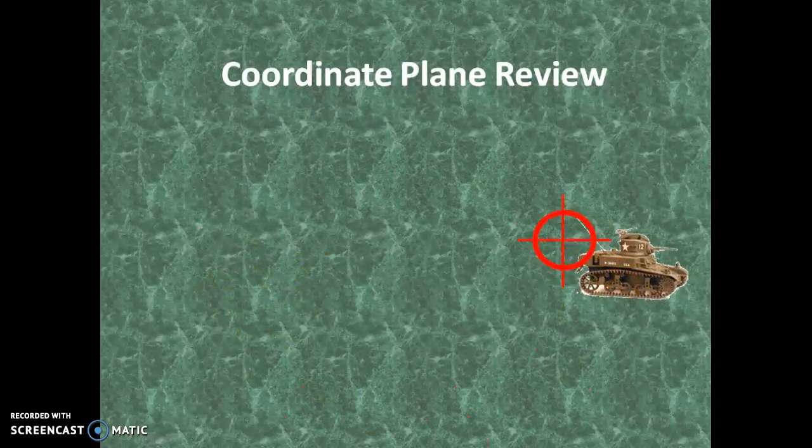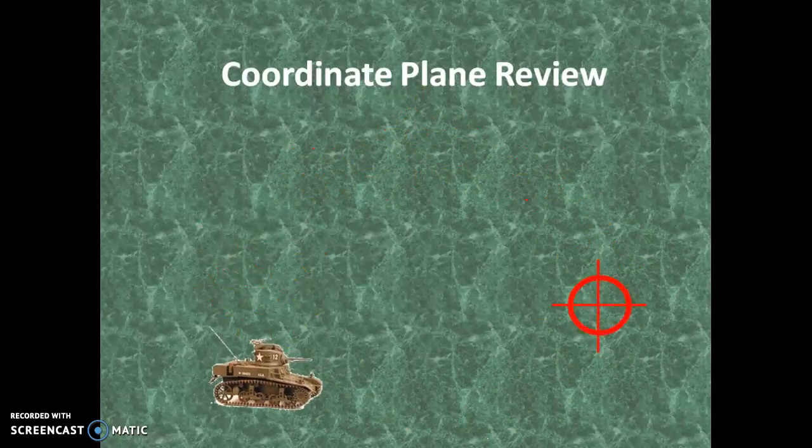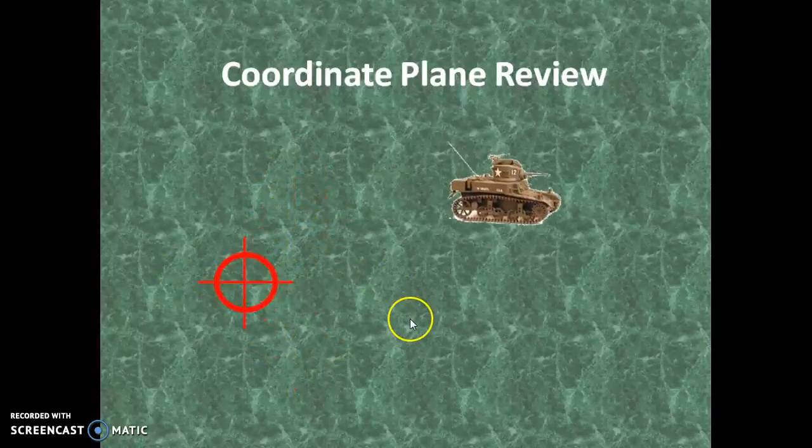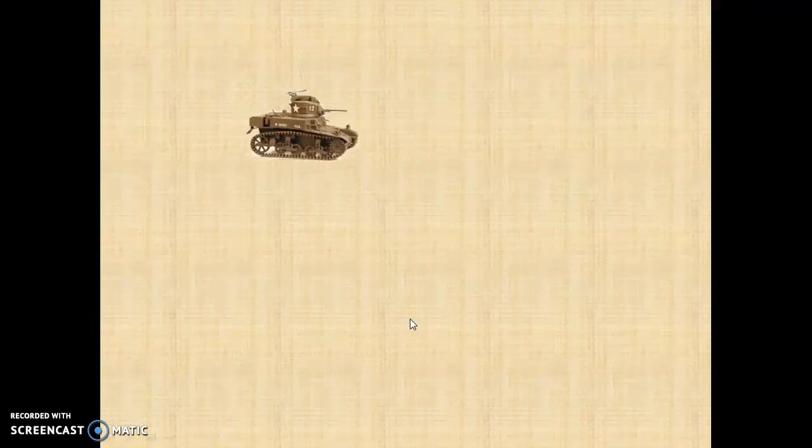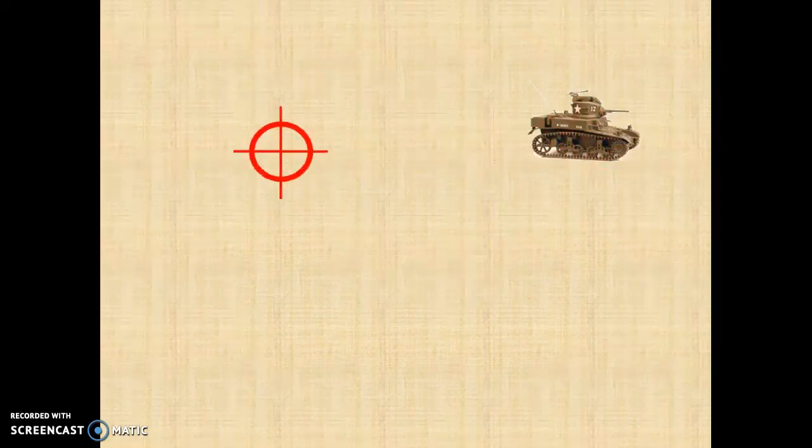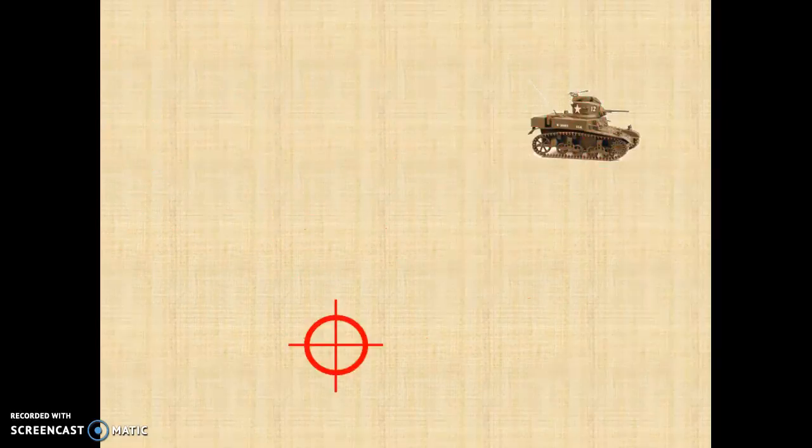In this video, we will review graphing points on the coordinate plane. So first we'll take a look at this example where we have an army tank, and we are going to attempt to launch a missile at this tank. So we need to know where to send our missile.